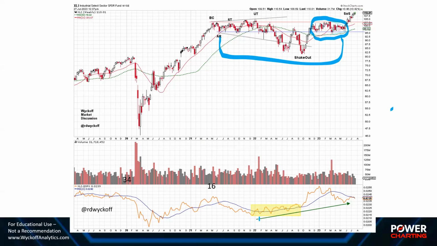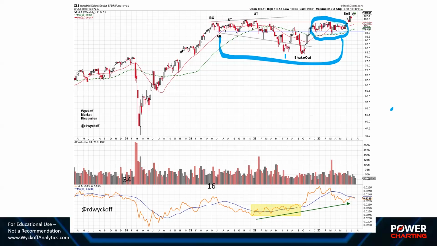Look at the relative strength. Note the upward trend. Where is relative strength against the S&P for the XLI at the shakeout low? And also the low that precedes it. In both of those cases where we had a very sharp reversal up, the relative strength is making higher lows. That shows that there's emerging leadership in the industrials.